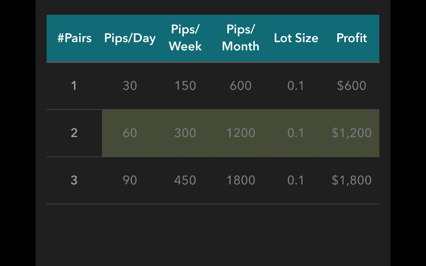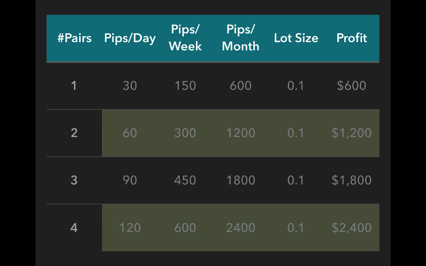Let's go up further, right? Now you're watching 3 pairs. 90 pips a day, $1,800 a month. And then 4 pairs a day, 120 pips and $2,400 a month. Once you get proficient at this, you can do that, right? You can move up, you can watch more pairs, you can catch more setups, and you're just looking for that one good setup every day. Just one is all you need. 30 pips a day, and look at this. Watching 4 pairs, you catch 120 pips. 2,400 pips in a month is $2,400, and that's only trading a mini lot, 0.1 lot. Some people work a full-time job for this, right?